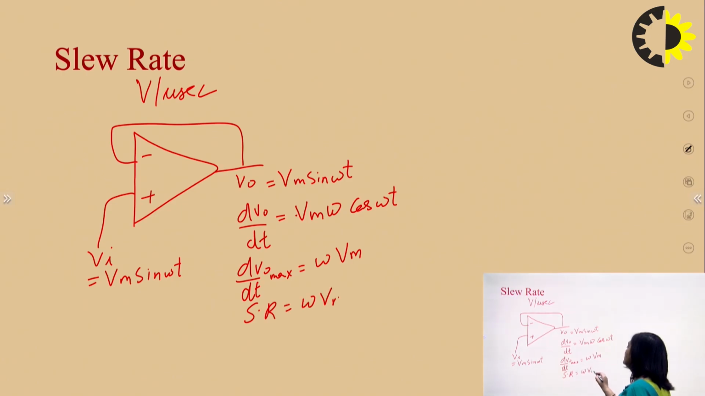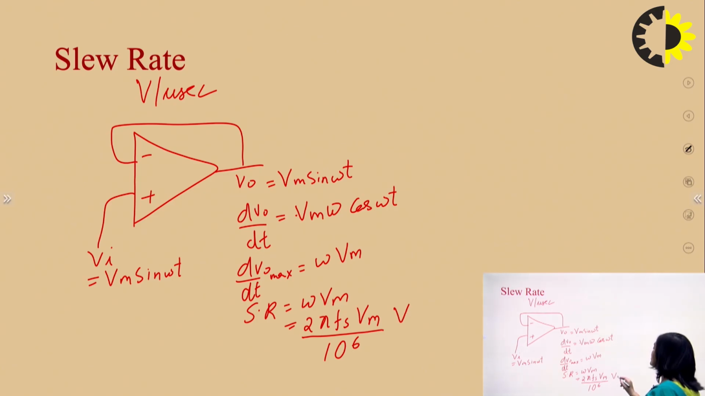Omega Vm. But omega is in radian per second, so we can also write it as 2 pi Fs multiplied by Vm. Fs is the frequency in hertz. Slew rate is always expressed in volt per microsecond. So for expressing in volt per microsecond, we will divide it by 10 to the power 6, and then it will be volt per microsecond. This is the slew rate.